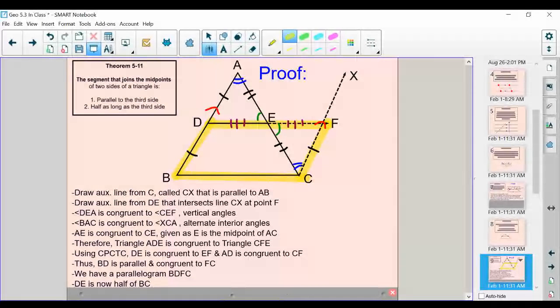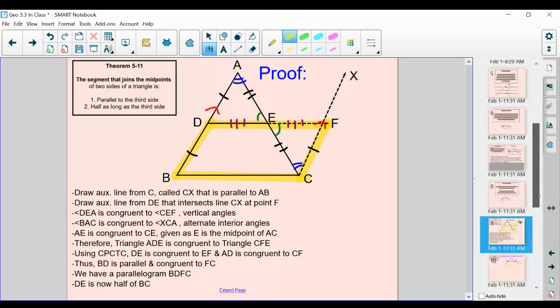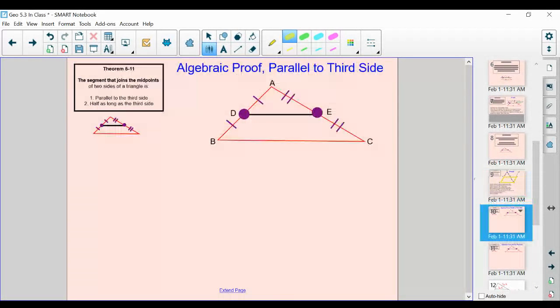We're going to know that DE has to be half of BC because DE is half of DF, and we know that DF is congruent to BC. So DE has to be half of BC, which is where we get this theorem, right? But you may want to know how to do it algebraically.